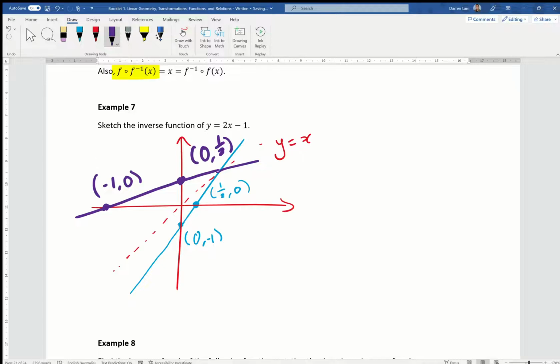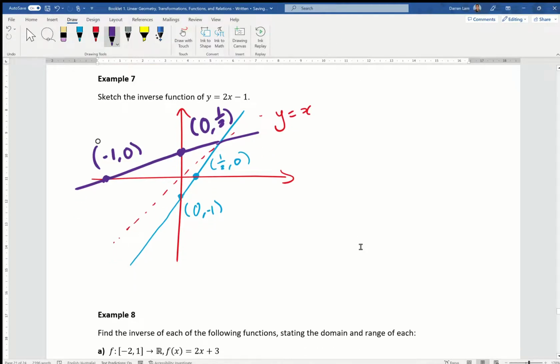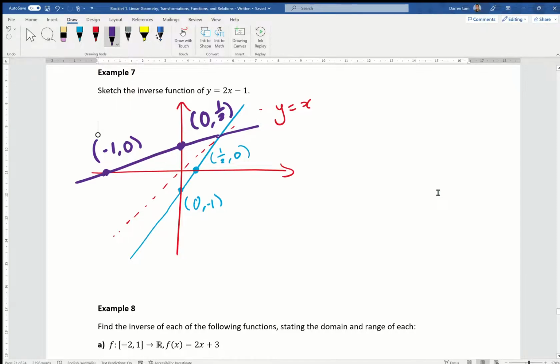Let's look at what a question regarding inverse functions would look like. Find the inverse of each of the following functions, and there's multiple examples, but we're just going to go through maybe one or two. We'll go through two. Saying the domain and range of each. So, f of x maps from -2 to 1 to a range of R, f of x equals 2x plus 3.